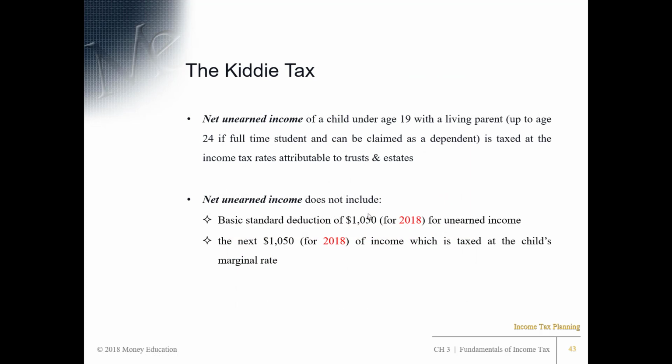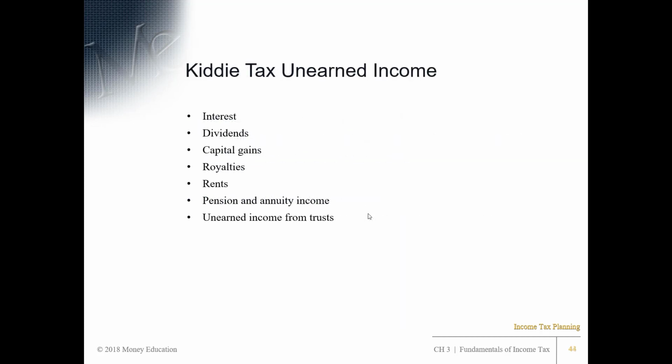Now let's talk about the kiddie tax. There was a significant change to the kiddie tax rates in 2018, which makes it a disadvantage to have passive income in your children's names. Net unearned income for children under the age of 19, or up to the age of 24 if a full-time student, that can be claimed as a dependent is taxed at tax rates attributable to trusts and estates. Net unearned income does not include your basic standard deduction for unearned income, which is $1,050, and then the next $1,050, which is taxed at the child's marginal rate. So the first $1,050 is taxed at zero, and then the next $1,050 is taxed at the child's rate. But anything over $2,100 is going to be taxed at the trust and estate tax rates.